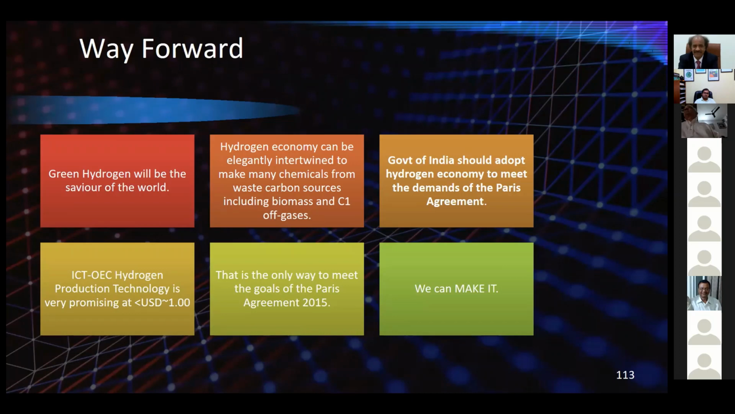Carbon dioxide should be taken as a feedstock and not a liability. The hydrogen economy can be elegantly intertwined to make many chemicals from CO2 sources and many other carbon sources. The government of India should adopt the hydrogen economy to meet the demands of the Paris Agreement of 2015. My technology is one of the technologies. I should not say, as a scientist, that it is the only one; that would be foolish. It is one of the technologies because we have proved that we can make hydrogen for less than a dollar.